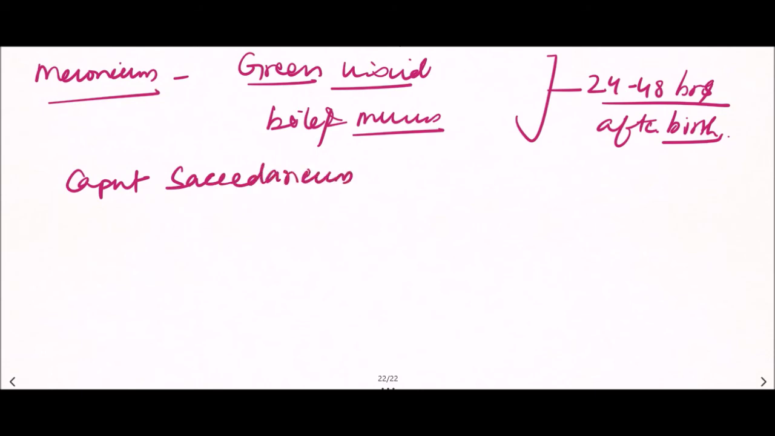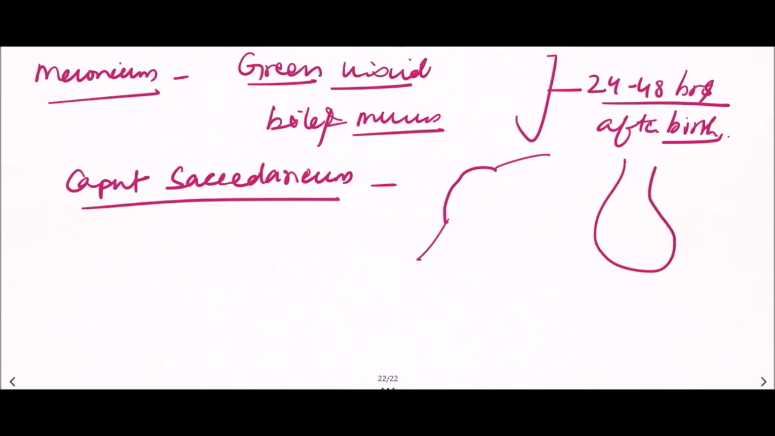Caput succedaneum, and second is Cephalhematoma. So Caput succedaneum is basically an area of soft swelling that forms in the scalp. It is an area of soft swelling that forms in the scalp region over the presenting part of the head. So what happens in the presenting part of head? Suppose this is a presenting part, and there is some caput formed, that is a sort of soft swelling.